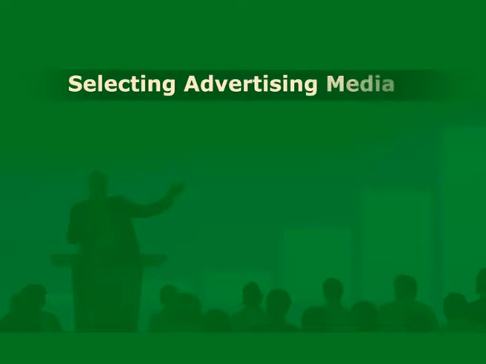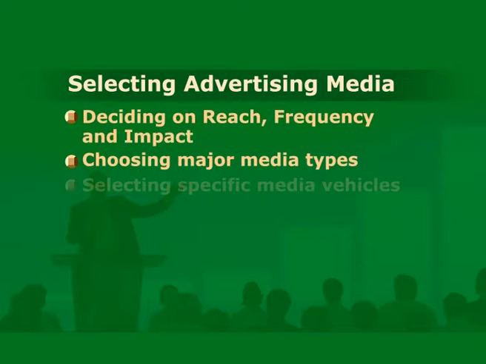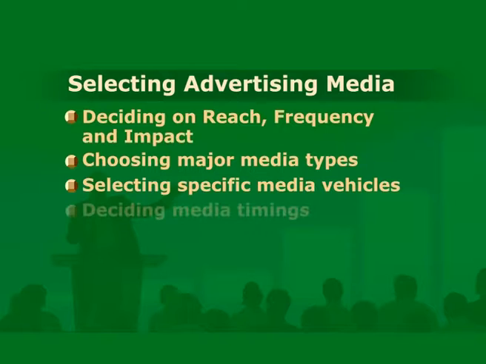The next step is advertising media selection. This step decides on reach, frequency and impact of the media, choosing major media types, selecting specific media vehicles and deciding on the media timings. The vehicles through which advertising messages are delivered to their intended audience are a critical decision to be taken by the company. The 7 major media types are newspapers, magazines, television, radio, direct mail, internet and outdoor. The mix of media must be re-examined regularly depending on the market scenario and consumer taste.